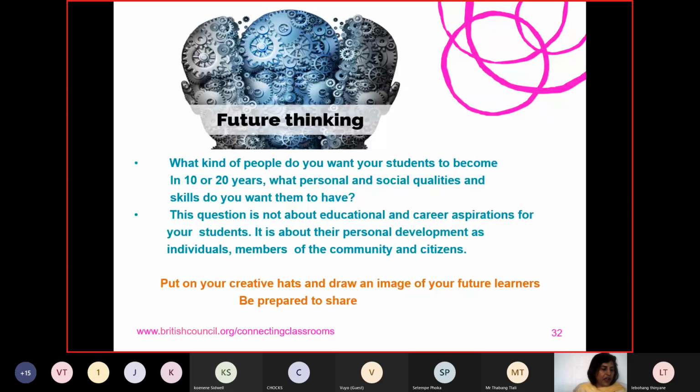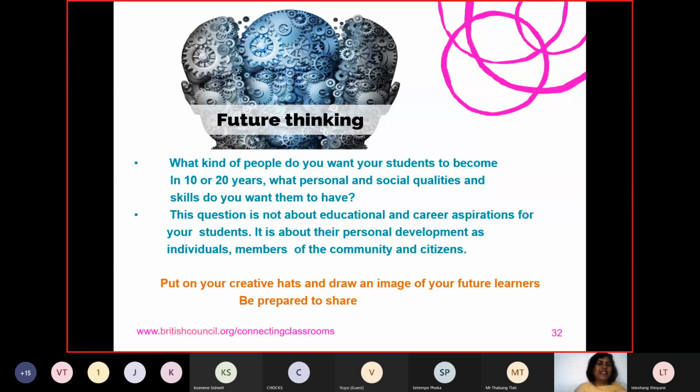As you talk about, what a great point that you put, we're preparing young people for the future. So what kind of people do you want your young students to become, let's say, 10 years from now or 20 years from now? What personal and social qualities and skills do you want them to have? So can you see we're going to put our thinking caps on?